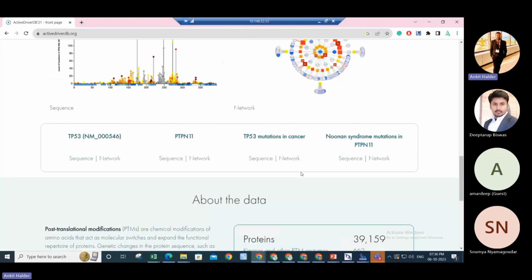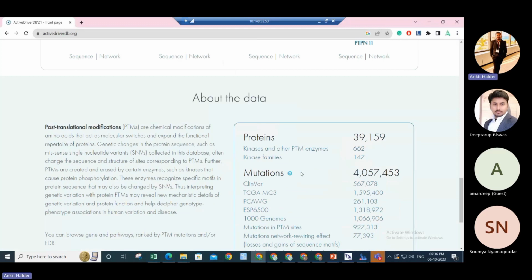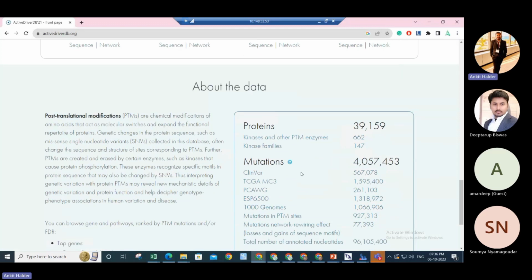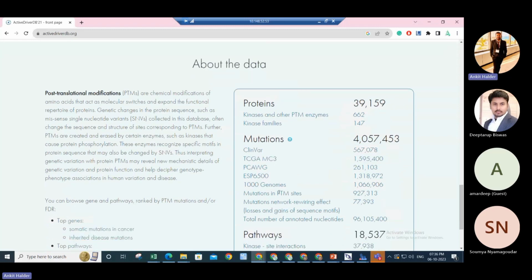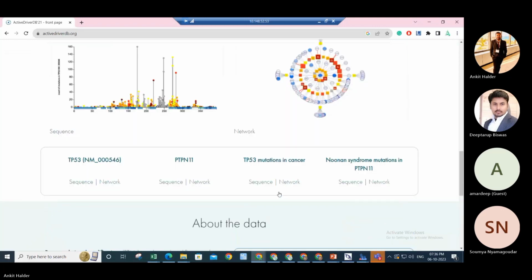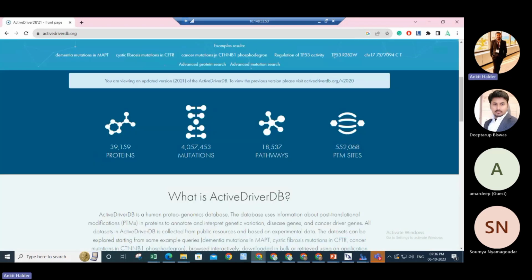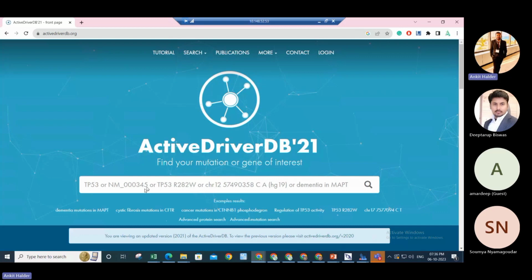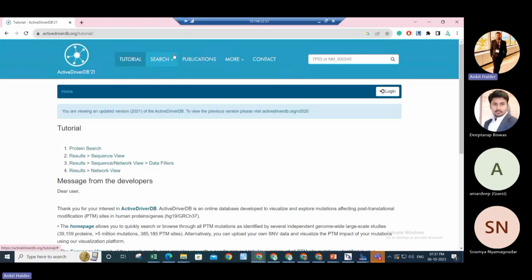So you can find data, proteins, kinases, mutations. You can see what we have already spoken about in one of the weeks, that we took 1000 Genomes, PCAWG, which came recently. Then TCGA, ClinVar, mutations, pathways, all these things. They also provide you the tutorial, so you can go through it.